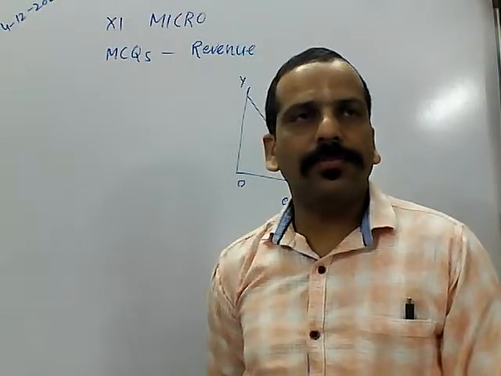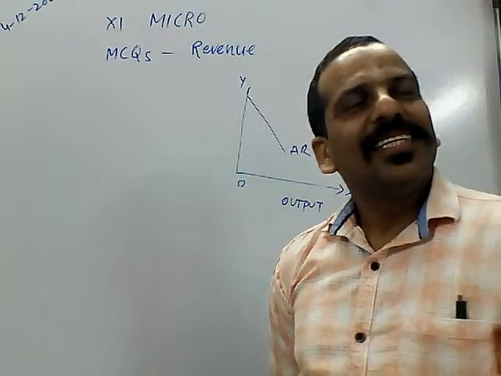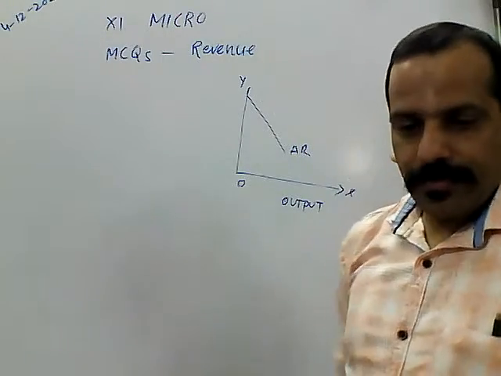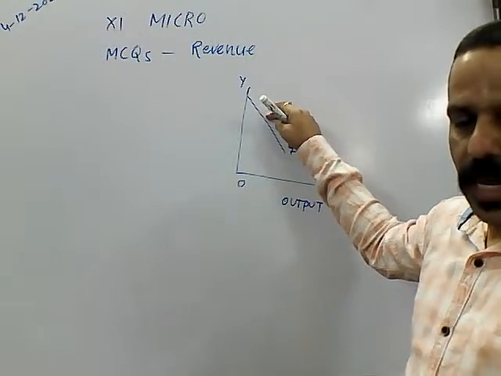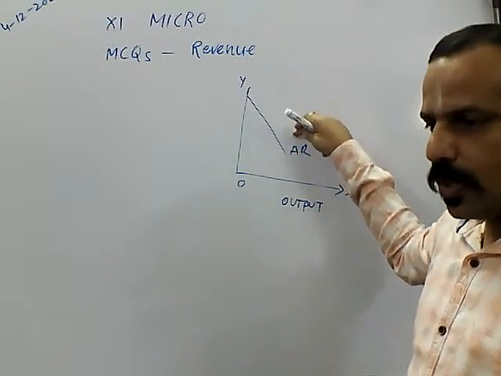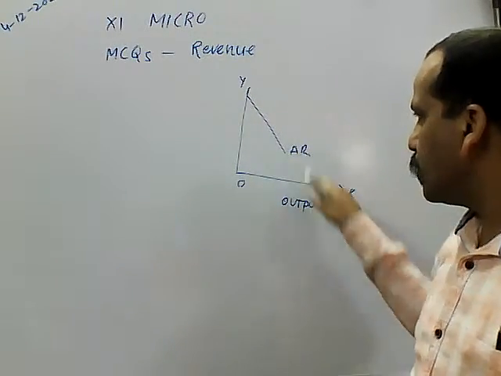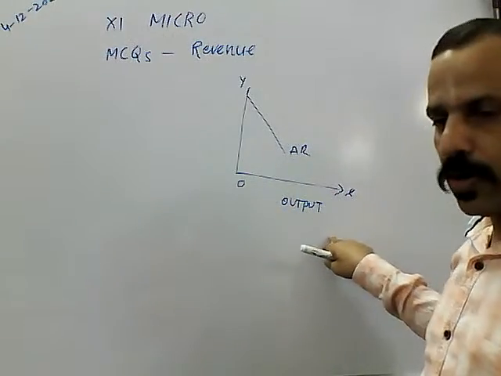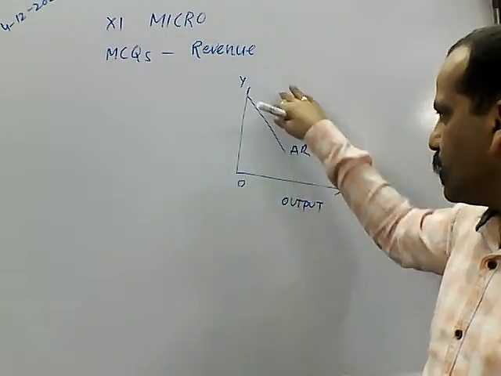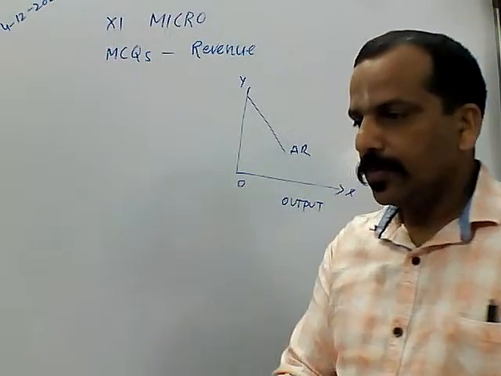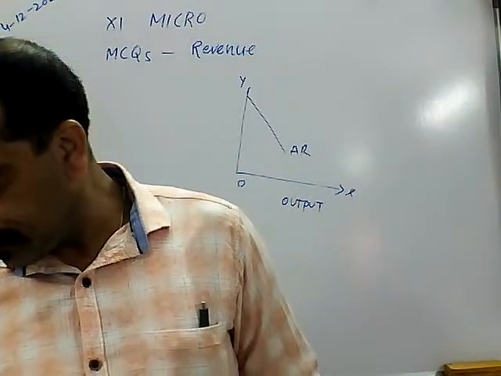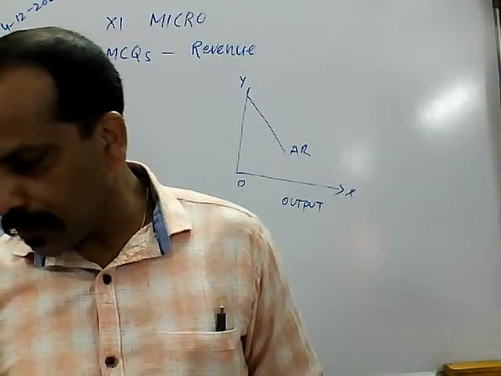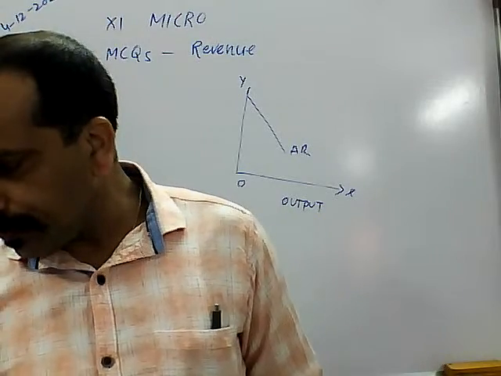You are correct now. See, if you look at the diagram and option number 1, price falls with the increase in output. Price falls with the increase in output means when you are selling more, average revenue is falling. Okay, good. Good job.